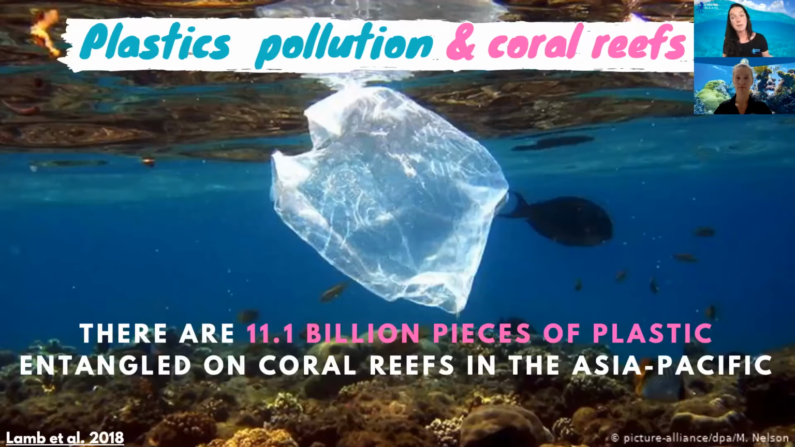Because plastics can be pretty buoyant. However, certain plastics are actually negatively buoyant. And also when they're in the water column, they can accumulate organisms that latch onto them and create a biofilm that also makes them negatively buoyant. And while there haven't really been too many studies that I found about plastic pollution on Florida's coral reef, a 2018 study in the Asia Pacific estimated that there were 11.1 billion pieces of plastic entangled on coral reefs in the Asia Pacific region.